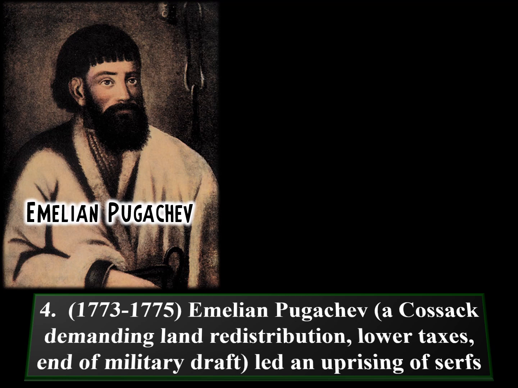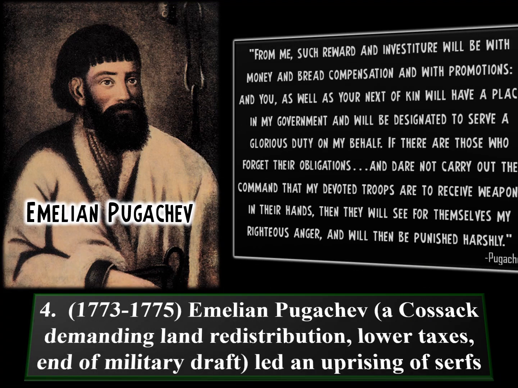Emelian Pugachev, a Cossack demanding land redistribution, lower taxes, and the end of the military draft, led an uprising of serfs against Catherine the Great, not liking that she had taken the church lands from the church and sold them off to the nobles. He wanted them instead to be redistributed to the Russian serfs and wanted the end of serfdom. And ultimately, this rebellion will be put down by Catherine the Great.